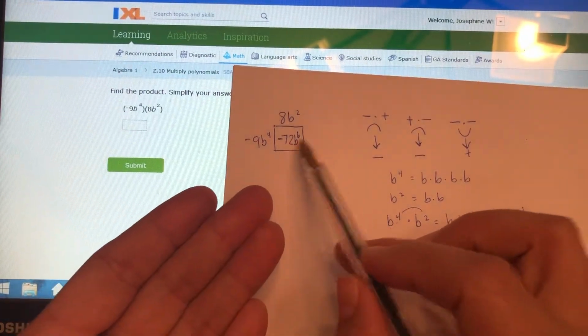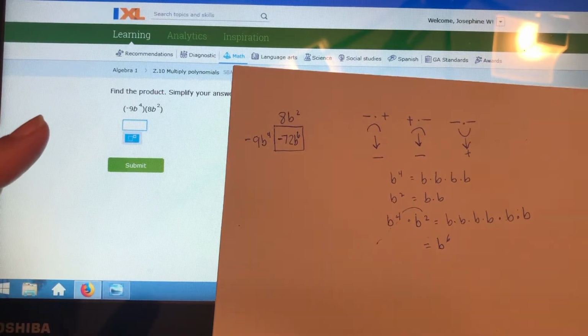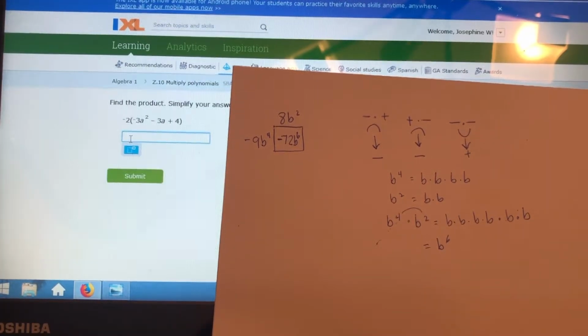And there's nothing to combine because there's only one box. So that's what you're going to put in your answer: negative 72b to the 6th power. Okay, that's all there is to it.